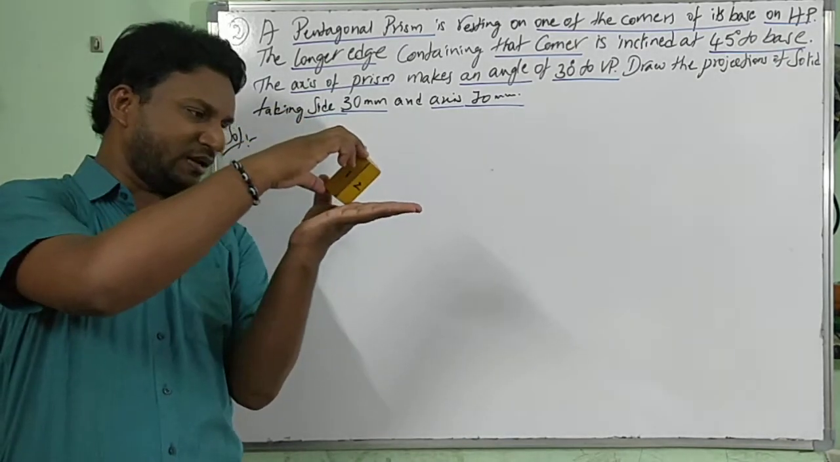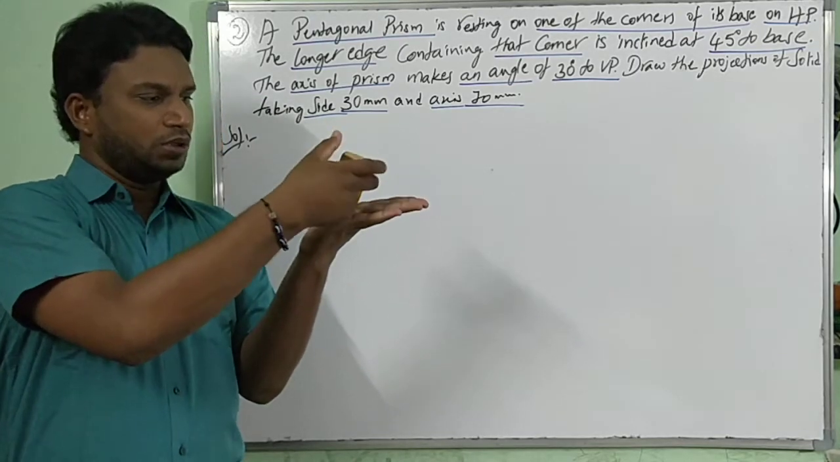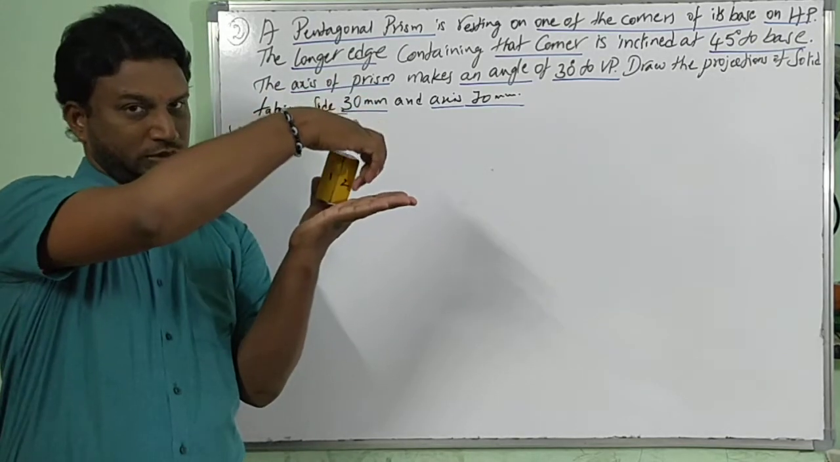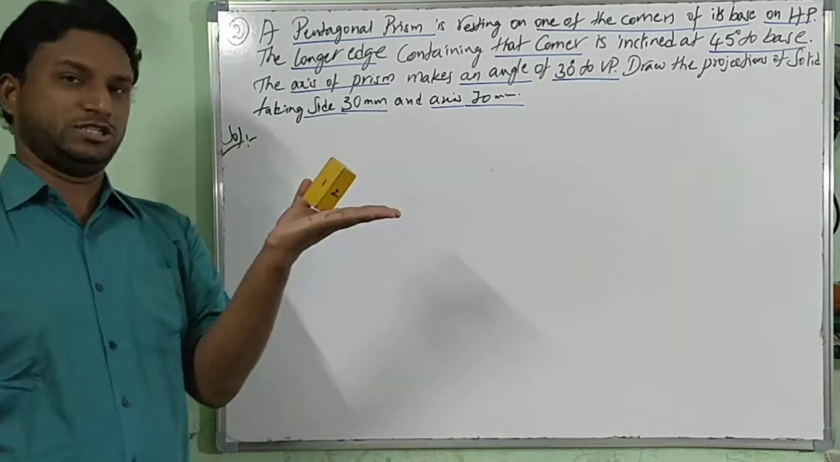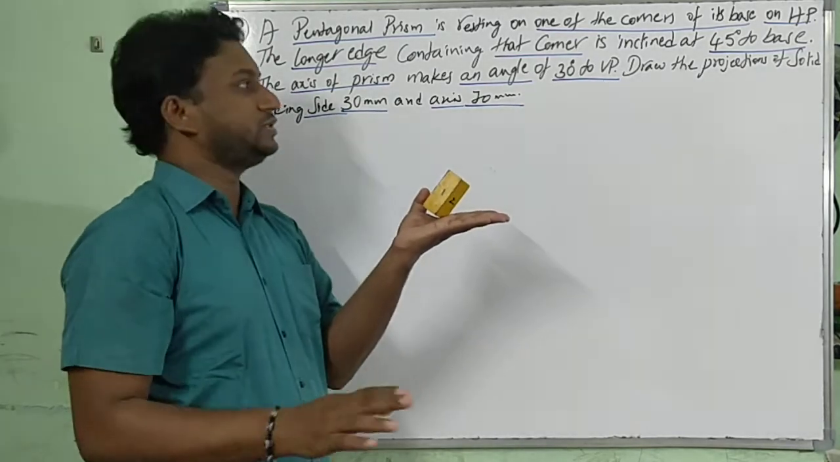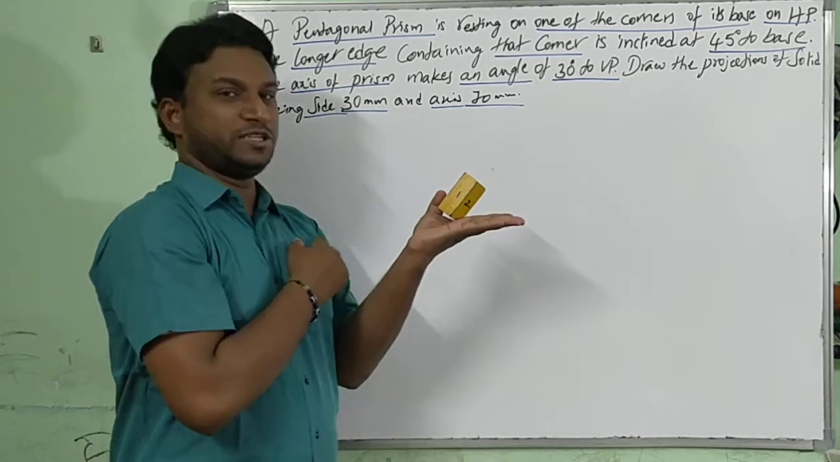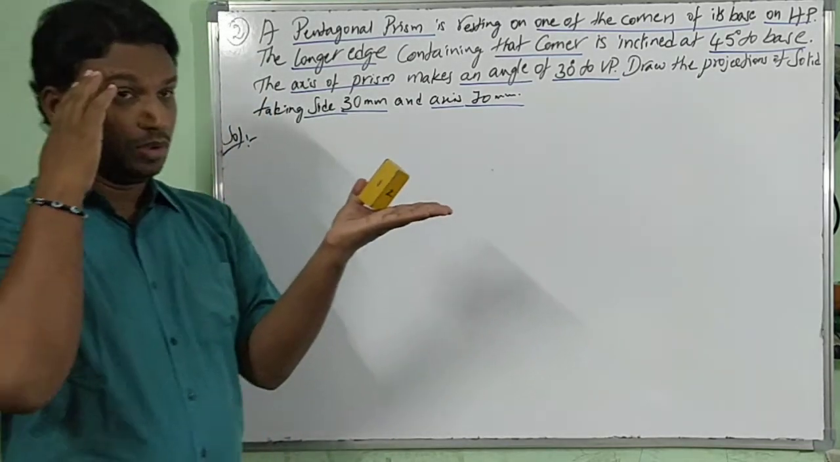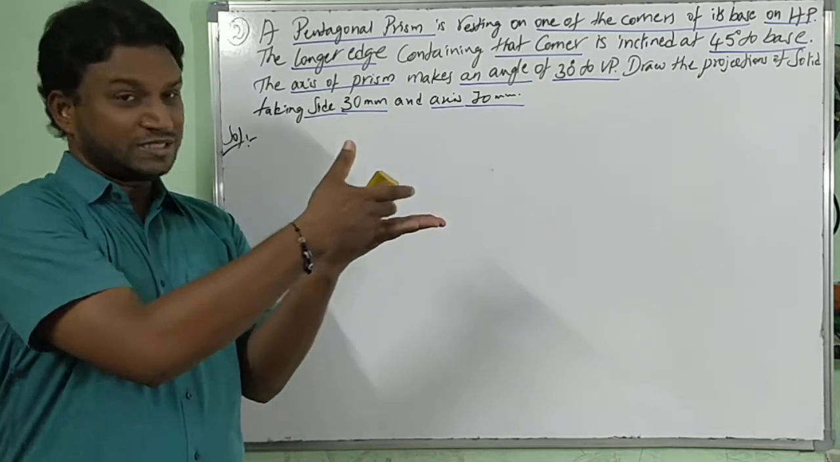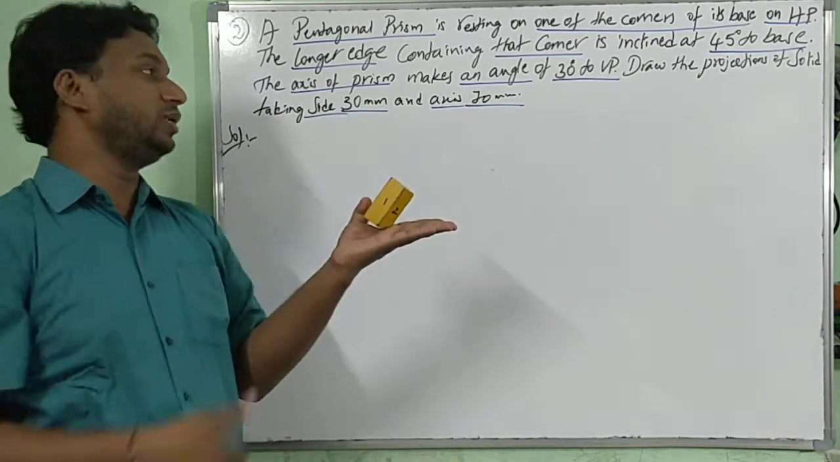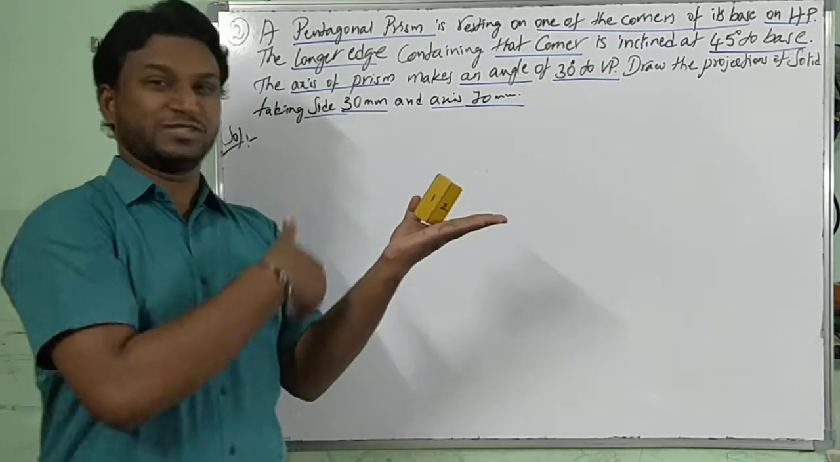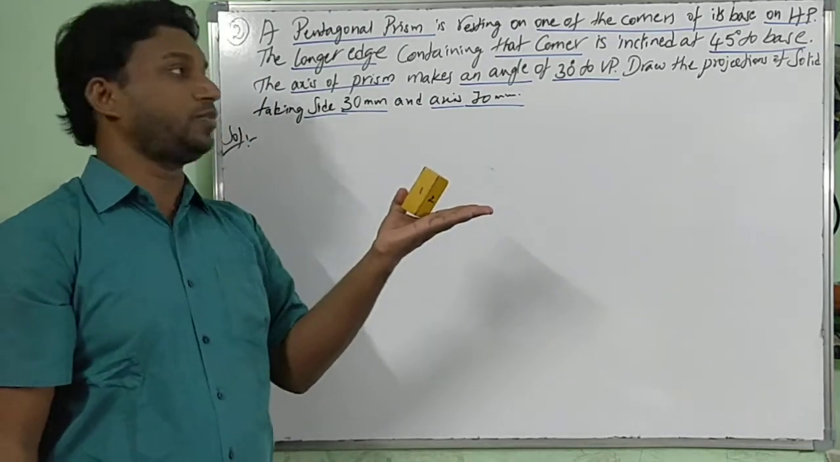When it is resting here, if you observe, the longer edge is this. That is making an angle of 45 degrees with respect to HP. That longer edge is at 45 degrees to the base. Base is nothing but HP. If you understand clearly, this longer edge and the axis will be parallel. That you will come across when I explain while solving the problem.